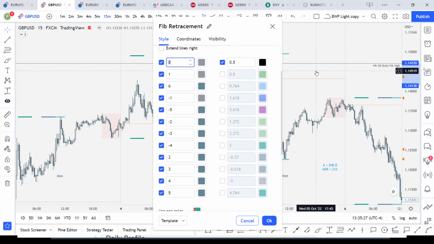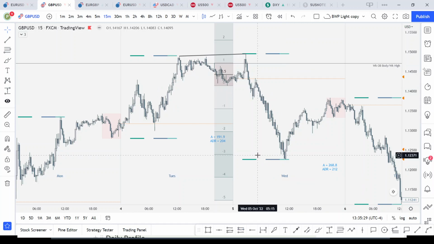So I'll be looking to close all my pyramid positions at 3 to 4 or even 5 standard deviation that aligns with a PD array. You can see this is an order block. This is also a fair value gap here. In this case, it is 3 standard deviation. So I will look to close all my pyramid positions at this 3 standard deviation.